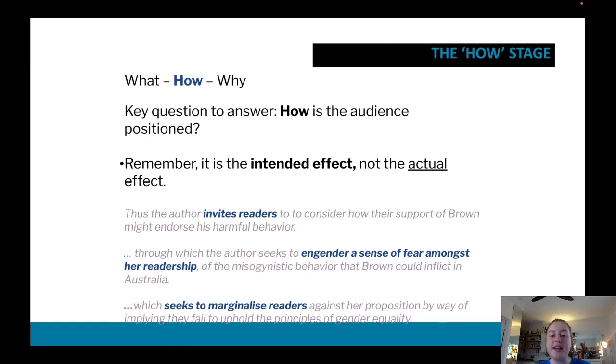Thus, the author invites readers to consider how their support of Brown might endorse his harmful behaviour. So what, how, why? What is the author doing? Why are they doing it? And how does it position the audience? And we can see that for one sentence or one little bit quote from the text, we can break down into minimum 3 sentences. Okay?